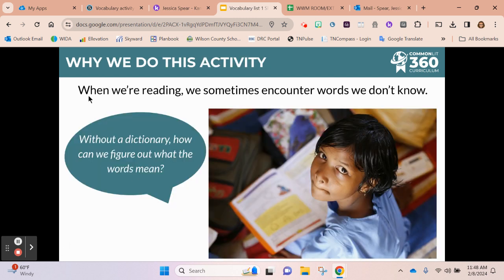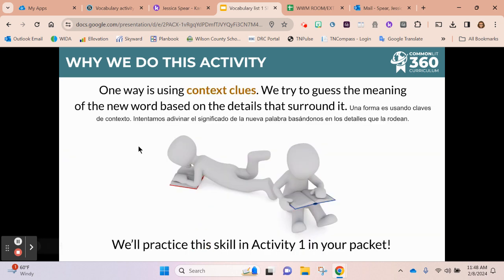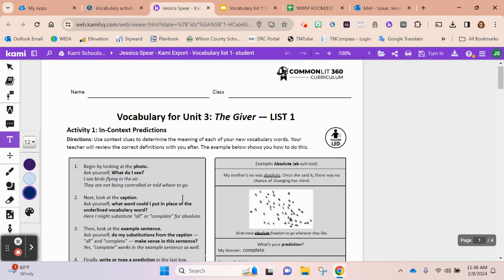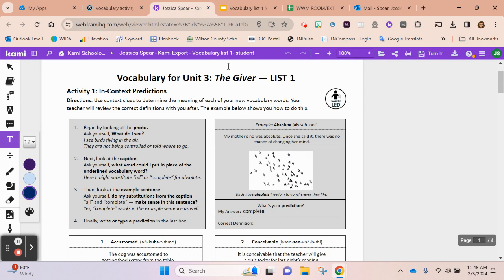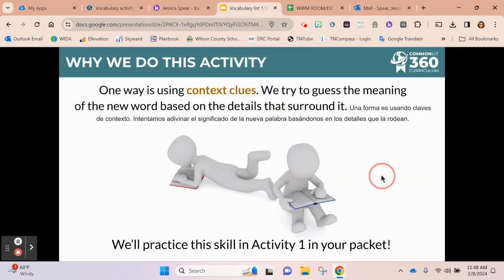It says, when we're reading, we sometimes encounter words we don't know. Without a dictionary, how can we figure them out if we don't know what it means? One way is by using context clues. We try to guess the meaning of the new word based on the details that surround it. So now you need to have this open, okay, because we're going to start working with that one.